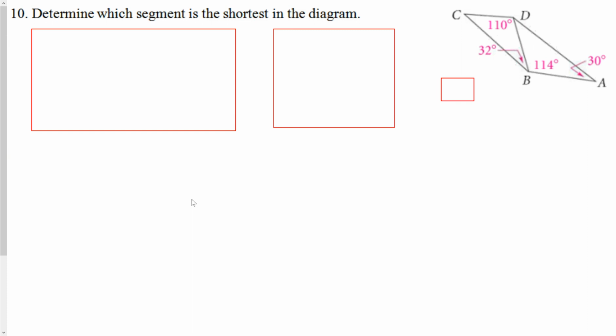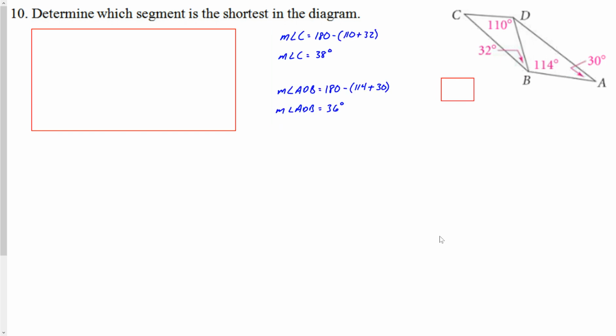Now I'd like you to use what we just talked about and answer this question. Which segment in this diagram is the shortest? So most people understand that you have to first find the measures of the missing angles, and you can do that using what we know about triangles. We know that the measure of angle C would end up needing to be 38 degrees. And we know that the measure of angle ADB ends up being 36 degrees.